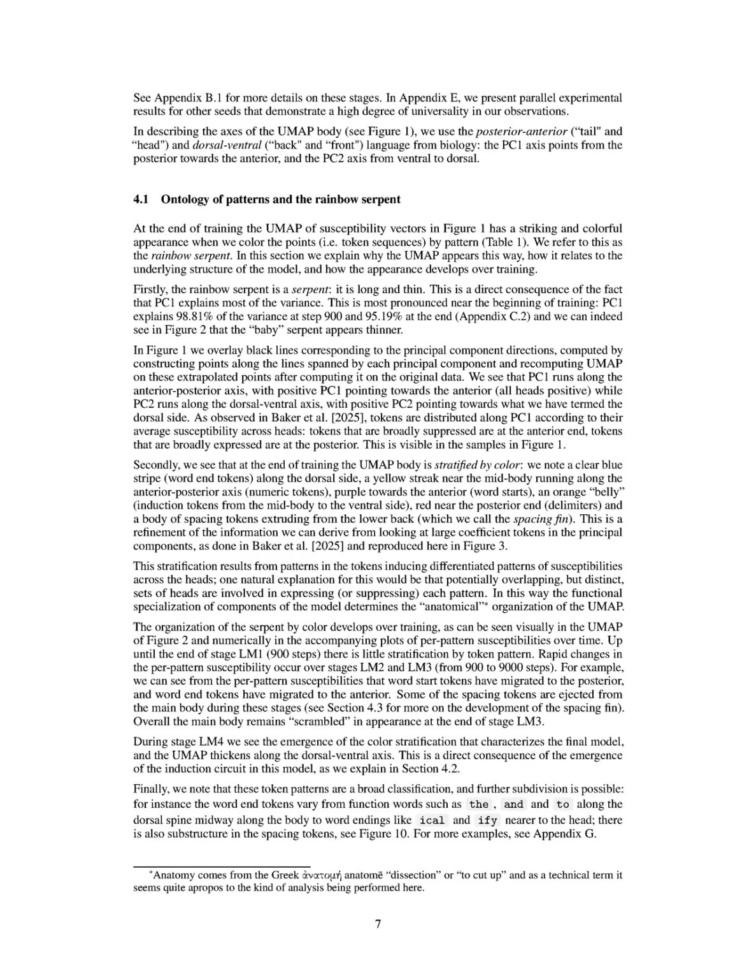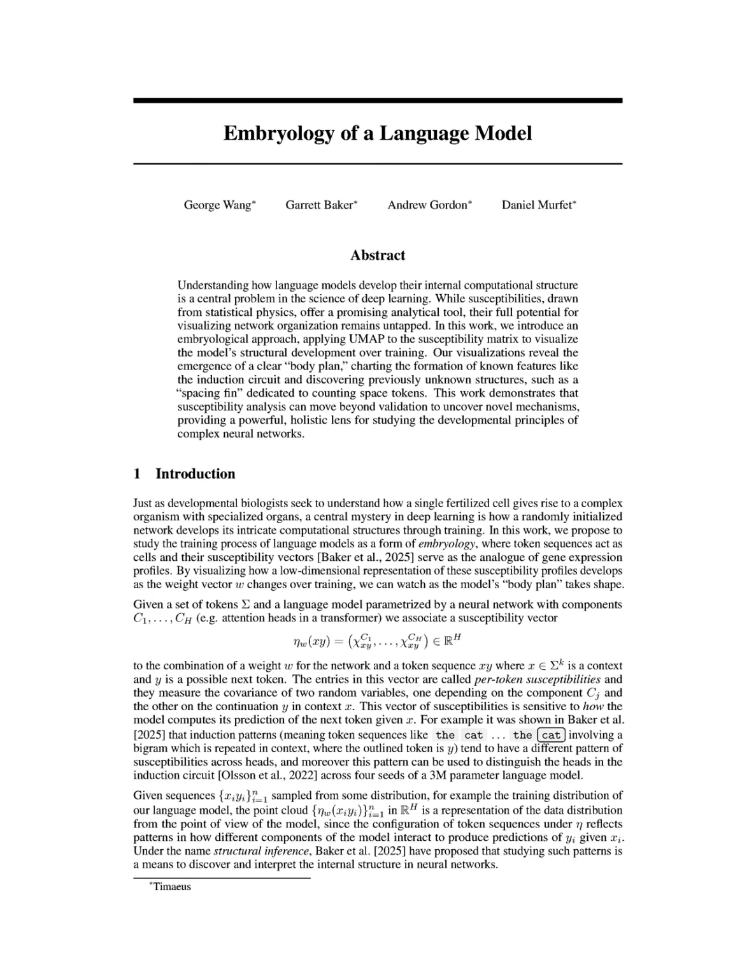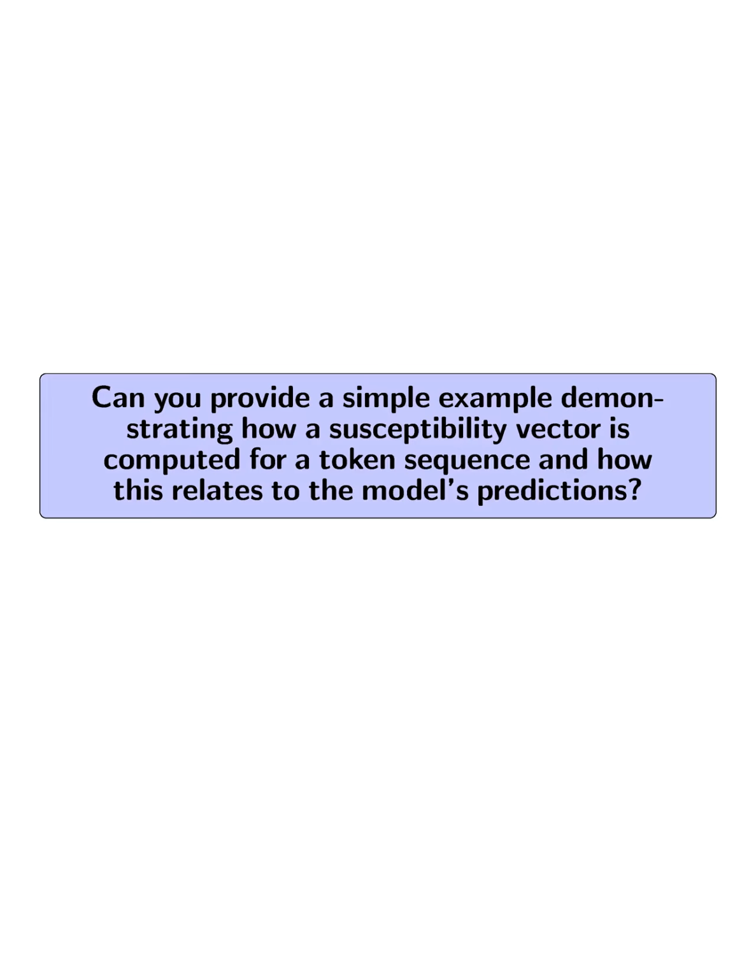The significance of UMAP in this context lies in its ability to reveal the internal structure of the language model as it develops over training, highlighting patterns such as the stratification of token types and the emergence of computational structures like the induction circuit and spacing fin, as illustrated in the colorful rainbow serpent visualization. This approach not only aids in understanding the model's behavior, but also provides insights into how different components interact during training. Can you provide a simple example demonstrating how a susceptibility vector is computed for a token sequence and how this relates to the model's predictions?